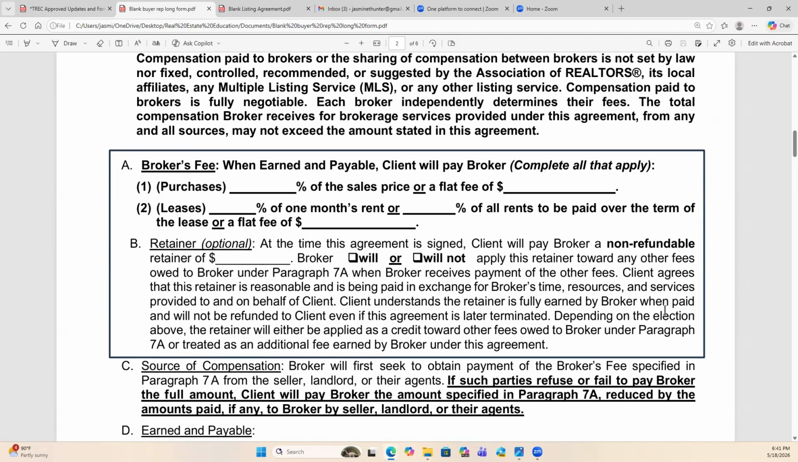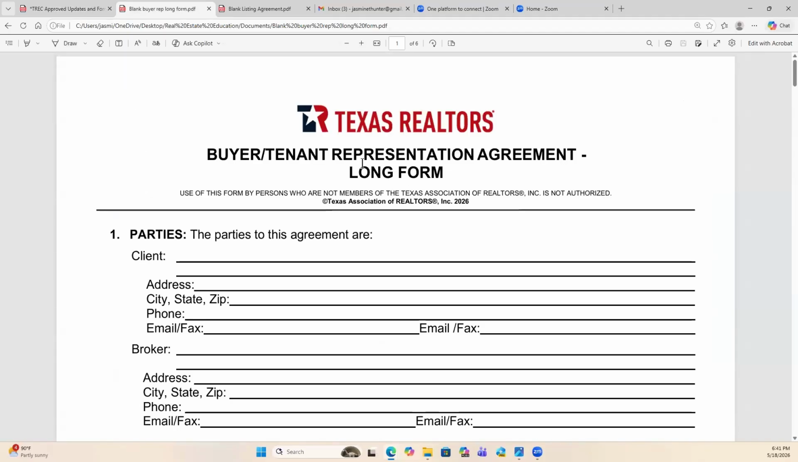When you have a broker fee, this is how you should be relating this conversation to your buyers. You, as a buyer, are going under contract. Okay, this is a buyer and tenant representation agreement. This is a contract. You are agreeing to everything that is listed here. You are agreeing to this stuff. This is a contract.